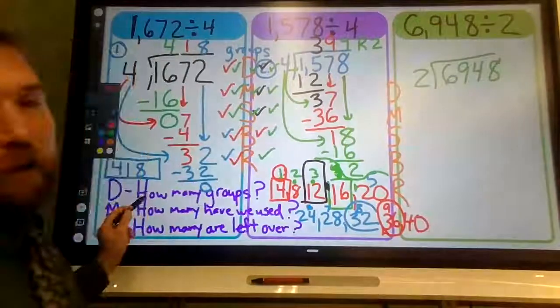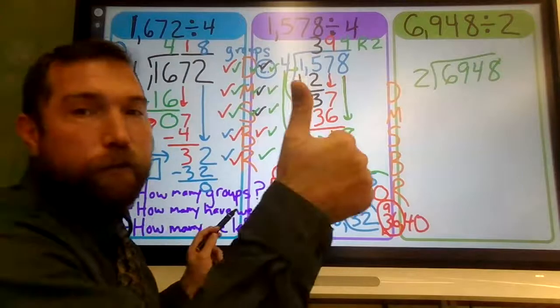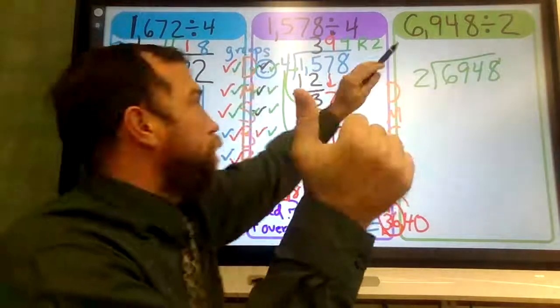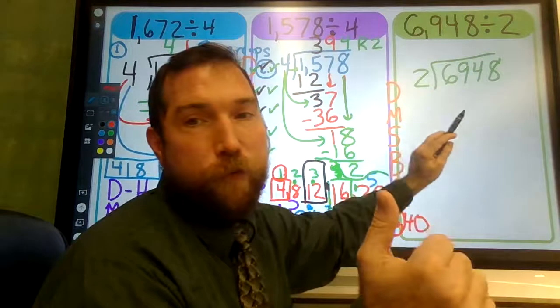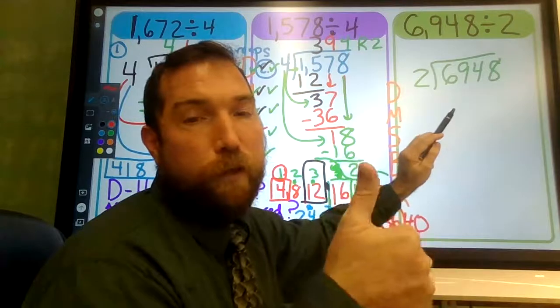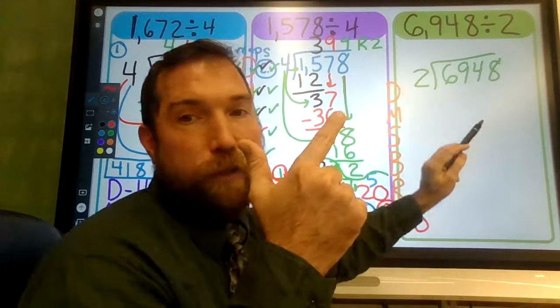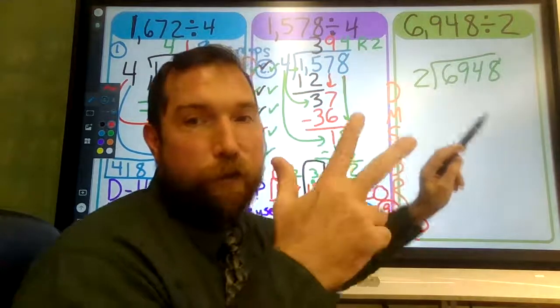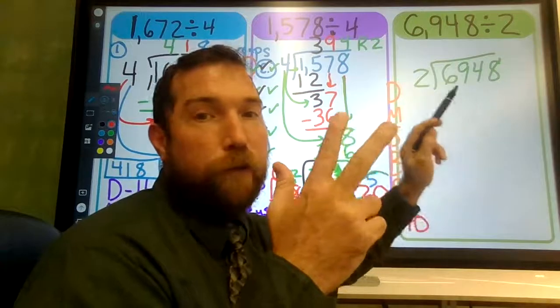Yeah, I know it's way over here now, but how many groups can we make? It goes up top. How many did we use? Underneath. How many are left over? Underneath that. Bring down, repeat. How many groups can we make? How many did we use? Underneath. How many are left over? Subtract underneath that. Bring down the 4 and join with that.